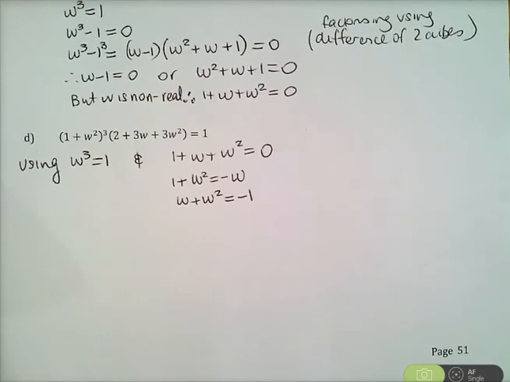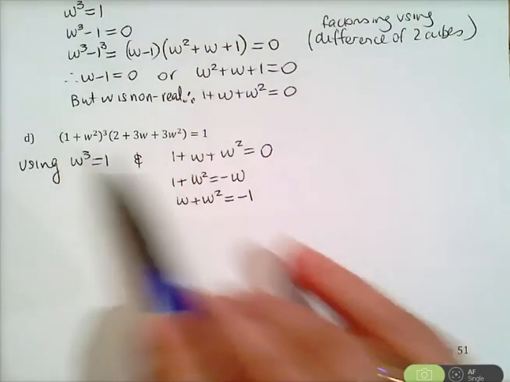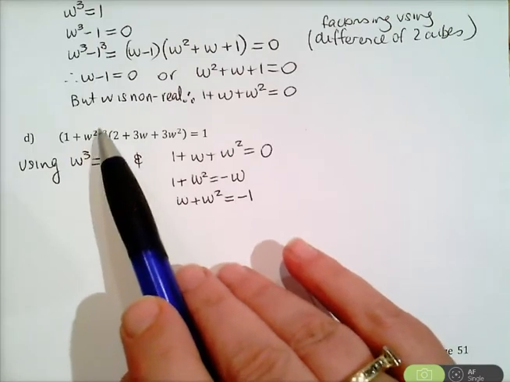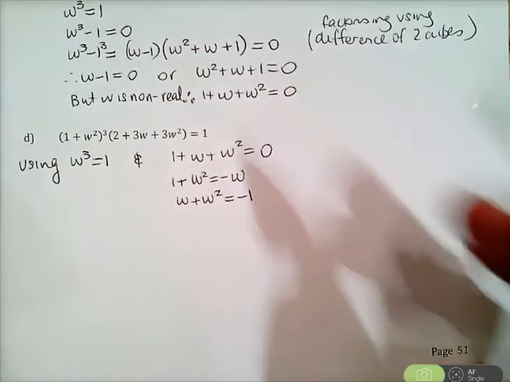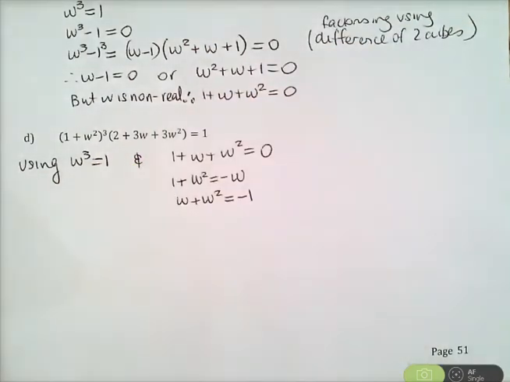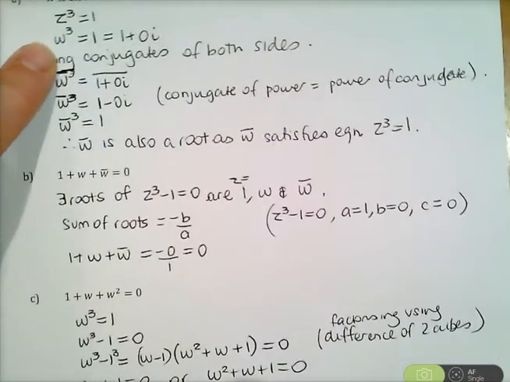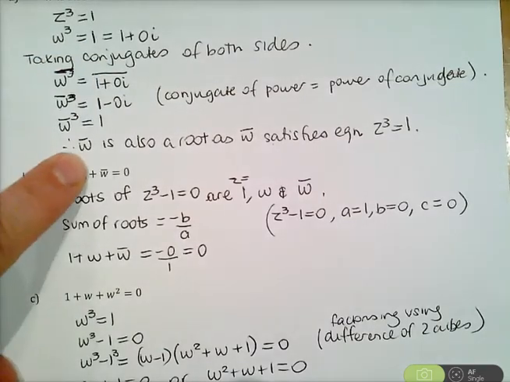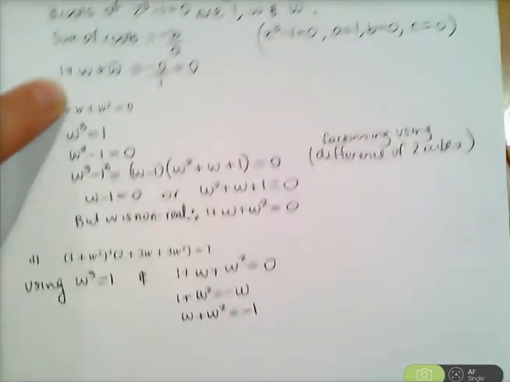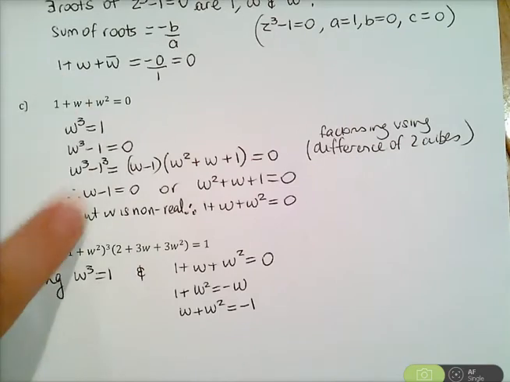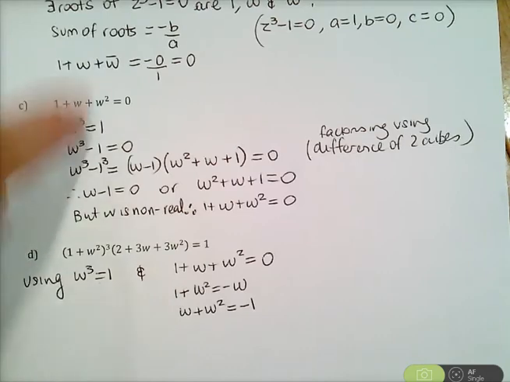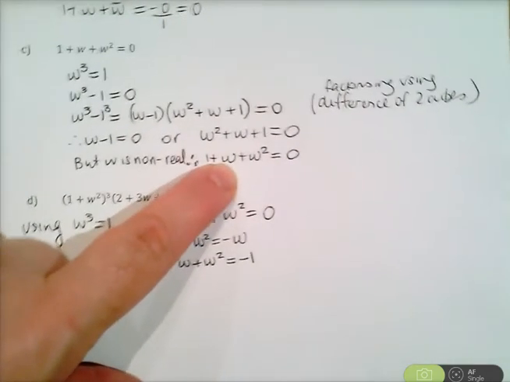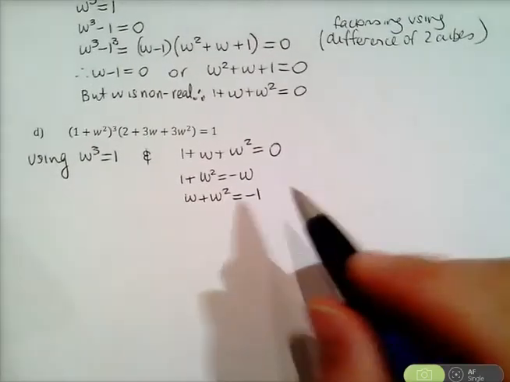Now the reason we're doing this is we're trying to prove this expression here, that 1 plus w squared, cubed, times 2 plus 3w plus 3w squared equals 1. And these are the only two results, if you look back, that we've got. We know that w cubed is 1. Just looking at what we've got here, we're not using the conjugate of w. The other result we know is that 1 plus w plus w squared is 0. So that's really all that we can start with.